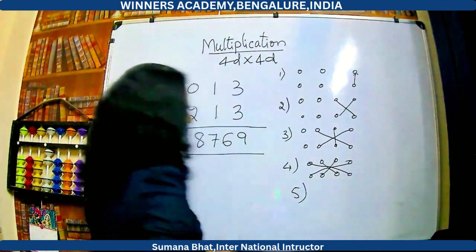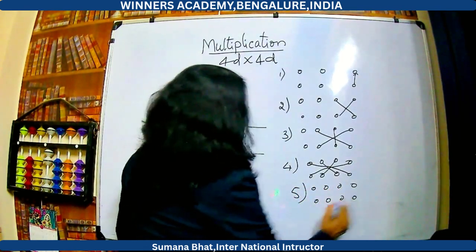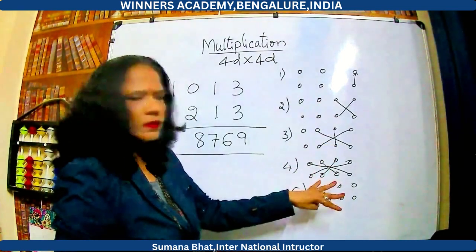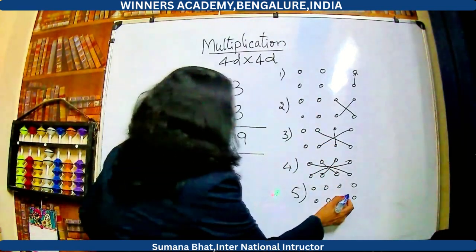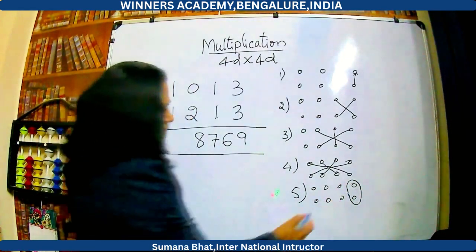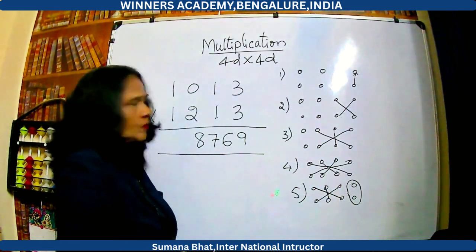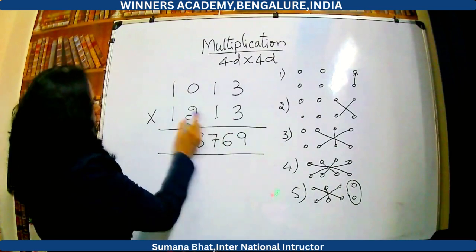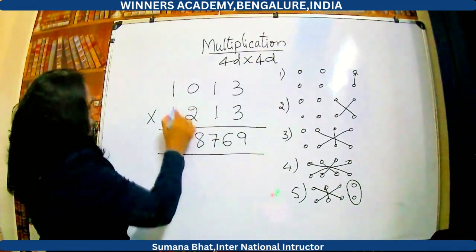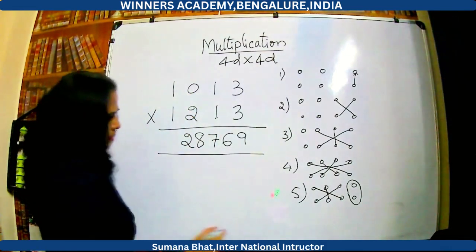Now let us see the fifth step. 1, 2, 3, 4 numbers. Units, tens, hundreds, all the numbers are over. Once you complete all the numbers, leave this units place. Now multiply the rest of the numbers like this. See the pattern? Okay, leave this units. Multiply 1 into 1, that is 1. 1 into 1, that is 1, that is 2. 1 plus 1, 2. 2 plus 0, that is 2 itself.